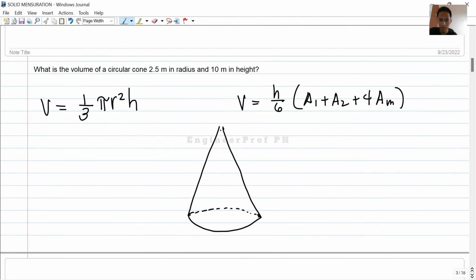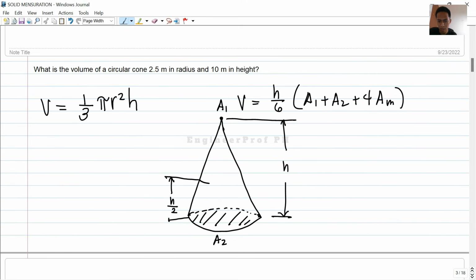So in this case, we have here yung area natin at the A1 should be the area of the top part here. So that's A1. So basically, 0 din siya kasi point lang yun. And area 2, area of the second base here is A2, area at the bottom. And we have the area at the midsection. Okay, if this is your height, H, then this is h over 2. Okay, area at the midsection, area sub m.